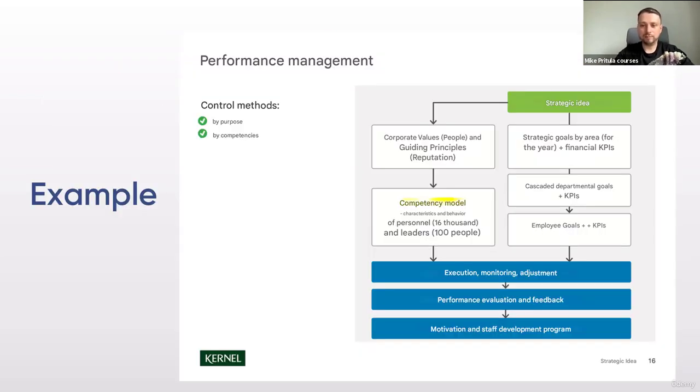Here's another example of a competency model as a way to manage a company's strategic direction. So Kernel is another company. I think it's also international, with assets in Ukraine. It's an agribusiness company in the agricultural sector. Accordingly, the company has a strategic idea. And then there are strategic goals. And on the other side, there are corporate values and a competency model as a manifestation of these values.